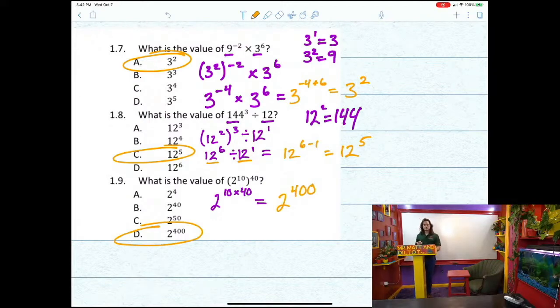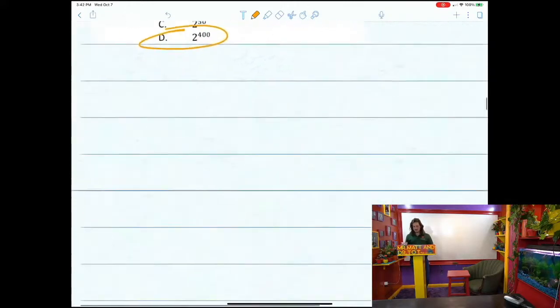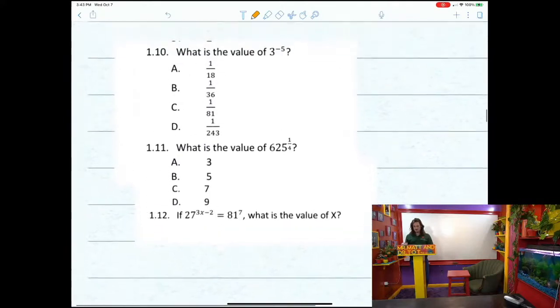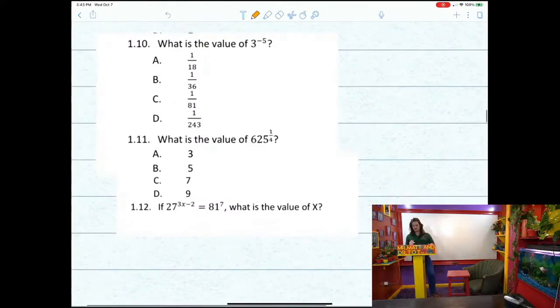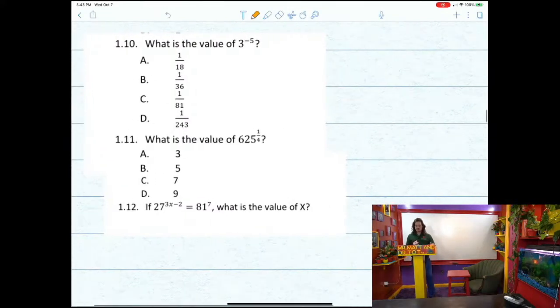If you have any questions, please let me know. Just one more set, and then we're going to get into some more, not that these aren't advanced, but we're going to get into some trickier exponent problems. So I'll give you 2 minutes. Please look at 1.10 through 1.12.